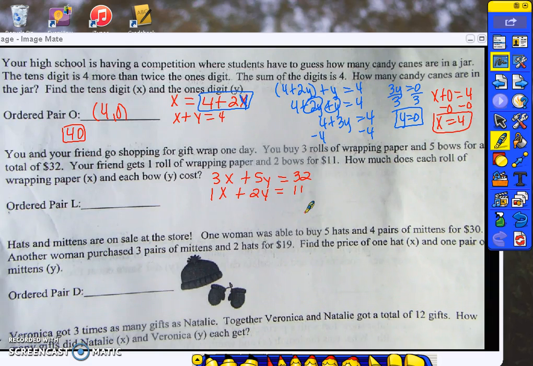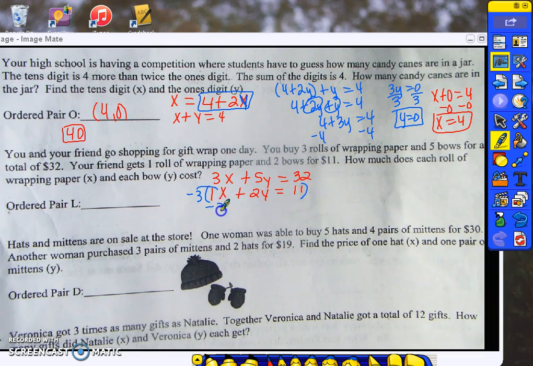You write it exactly how it reads. We're going to use elimination because they're both in standard form. Look for the coefficient that will go into the other coefficient if you don't have opposites. 5 won't go into 2, and 2 won't go into 5 evenly, so we're not going to use the y's. 3 won't go into 1, but 1 will go into 3.